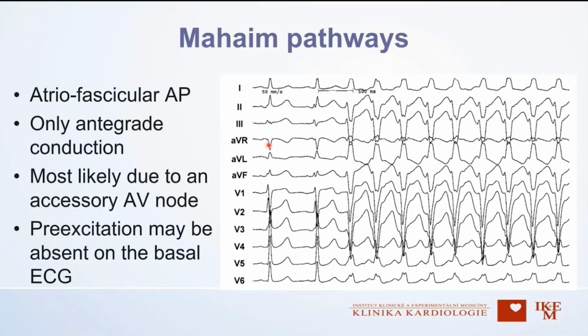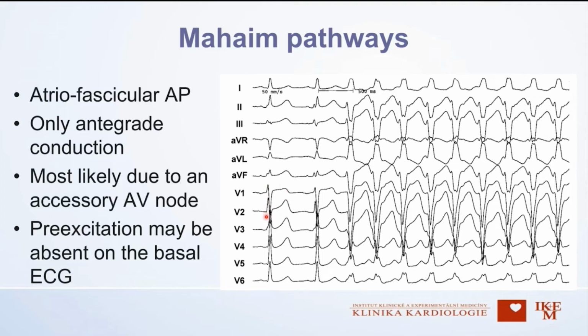A few words about the Mahaim pathway. These are so-called atriofascicular accessory pathways. They have only antegrade conduction, and they are most likely due to an accessory AV node that is located on the right side of the tricuspid annulus, or the lateral side. And what's important, the pre-excitation may be absent on the ECG. Generally, the only hint that there is a Mahaim is some strange configuration of V1, V2, and some people have believed, looking at this ECG, that there is an old anterior septal myocardial infarction.